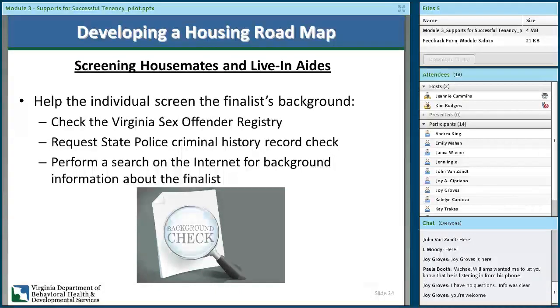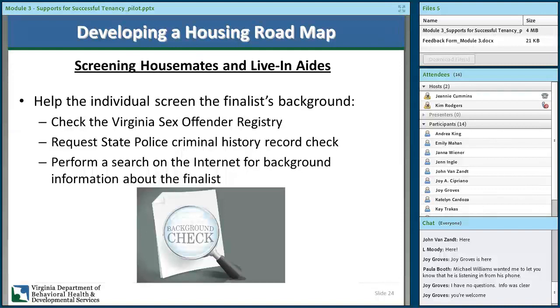Once a finalist is selected, help the individual screen the finalist's background. Now, screening doesn't guarantee a live-in aide or a housemate is qualified and trustworthy. However, screening can provide a glimpse of the candidate's history and help inform the individual's choice. Screening includes checking the Virginia Sex Offender Registry to verify the candidate does not have a record of committing sex offenses, requesting a state police criminal history check. This will provide Virginia conviction data only. For Virginia arrest or charge data, the candidate must submit a fingerprint card.